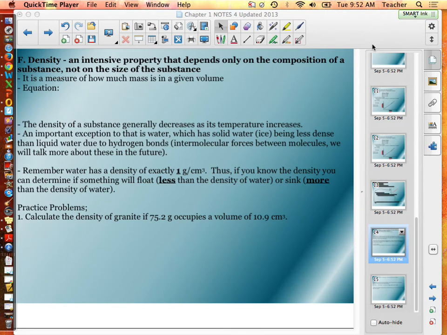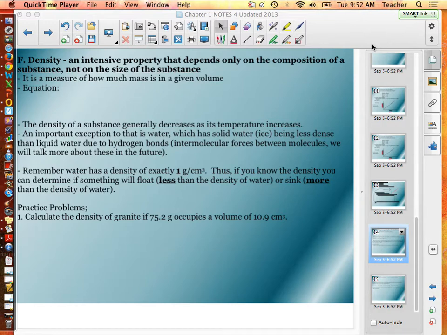Alright, so this is the last video of this first chapter, and it's dealing with density and how it relates to different things. You want to remember that density is an intensive property. It depends only on the composition, so what it is made up of. Density does not change based on size, so it doesn't matter if you have a large amount of gold or a small amount of gold. If you have gold, the density will be the same.